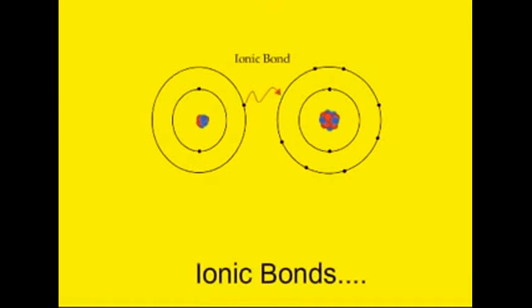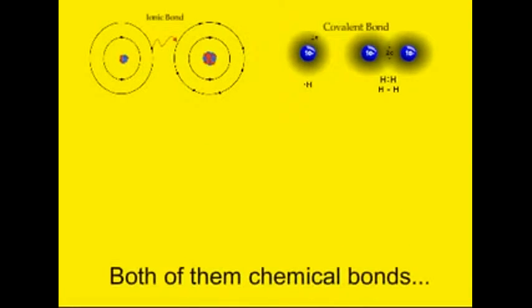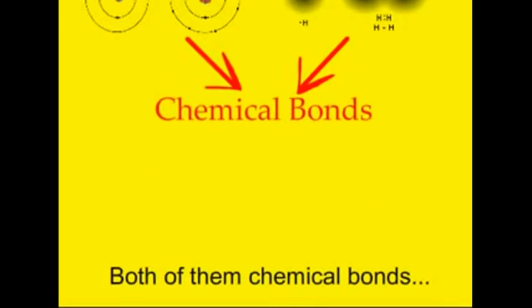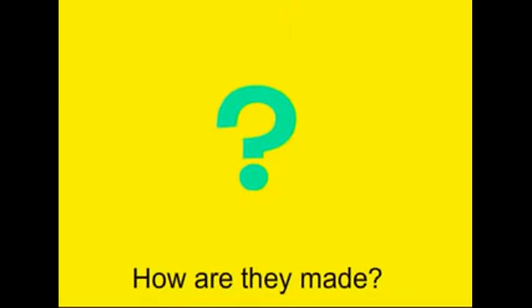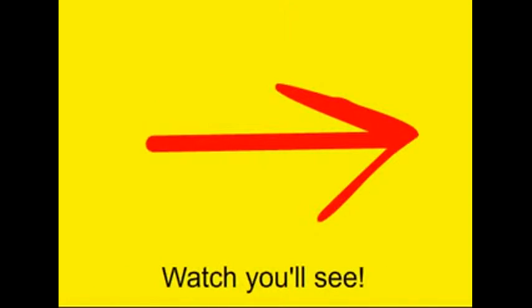Ooh yeah, ionic bonds, covalent bonds, both of them chemical bonds. How are they made? What's the difference? Watch, you'll see.